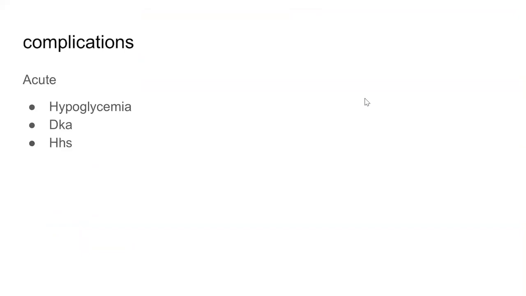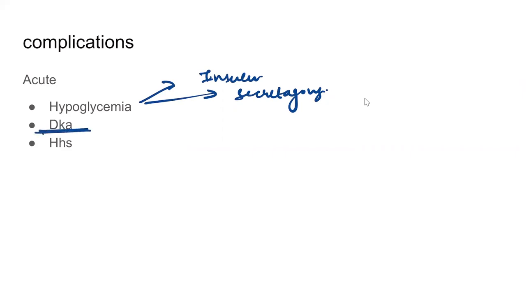Now complications. We have acute complications of diabetes like hypoglycemia due to insulin or secretagogues. Whenever we start any patient on insulin or secretagogue, we should warn them about the signs of hypoglycemia and the immediate response they should take in case of hypoglycemia. Then another complication is DKA, which we'll discuss in detail later on. And the second is HHS.